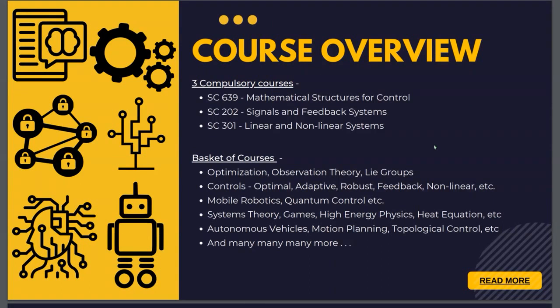Going to the next slide. Yep, the course overview. So these three compulsory courses are SC 639, Mathematical Structures for Control, SC 202, Signals and Feedback Systems, and SC 301, Linear and Nonlinear Systems. It is advisable to do these courses in this order, since these courses are soft prerequisites for one another. So of course, you'll get admitted to the course, which shouldn't be a problem. But knowing the previous course is always a benefit of doing courses in this order.